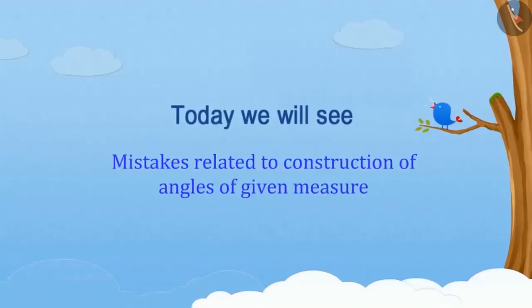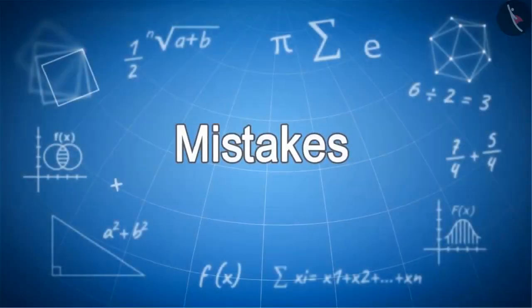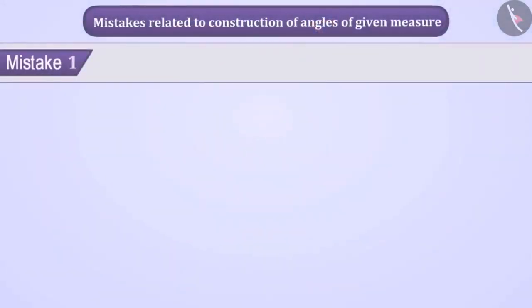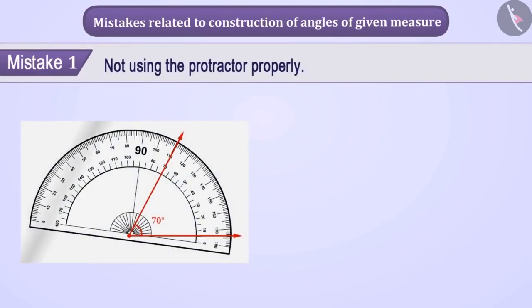Today we will see mistakes related to construction of angles of given measure. Mistake 1. Not using the protractor properly. Some children do not understand how to use the protractor properly. They make mistakes while making the angle of the given measurement.